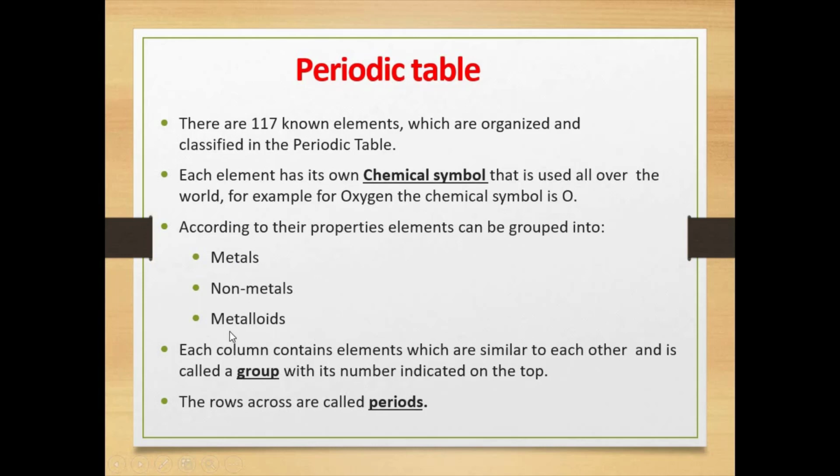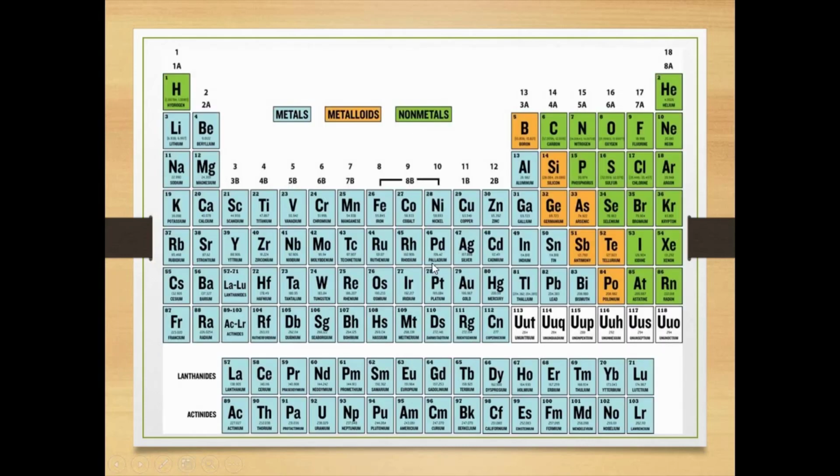Each column contains elements which are similar to each other and is called a group, with the number indicated on the top, and the rows across are called periods. So if you look at this periodic table, you're gonna find them in two groups. All the columns represent group 1A, group 2A, 2B, and so on. So we are sorting them into groups according to their properties and characters. So we're gonna find metals, metalloids, and non-metals.